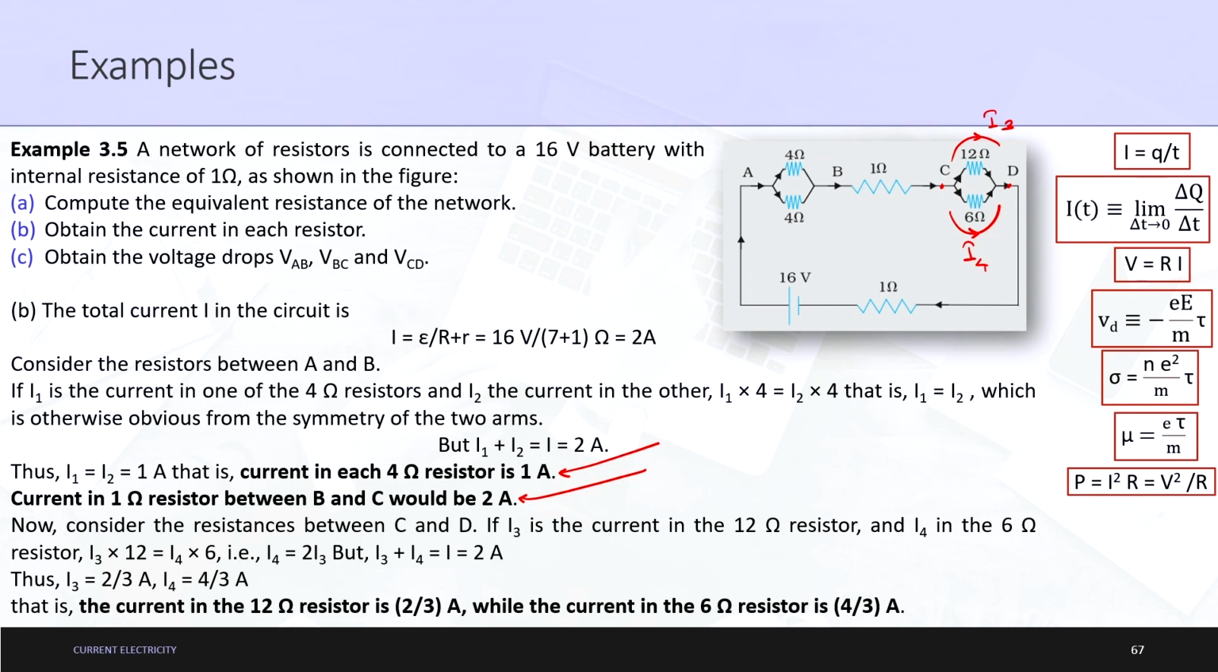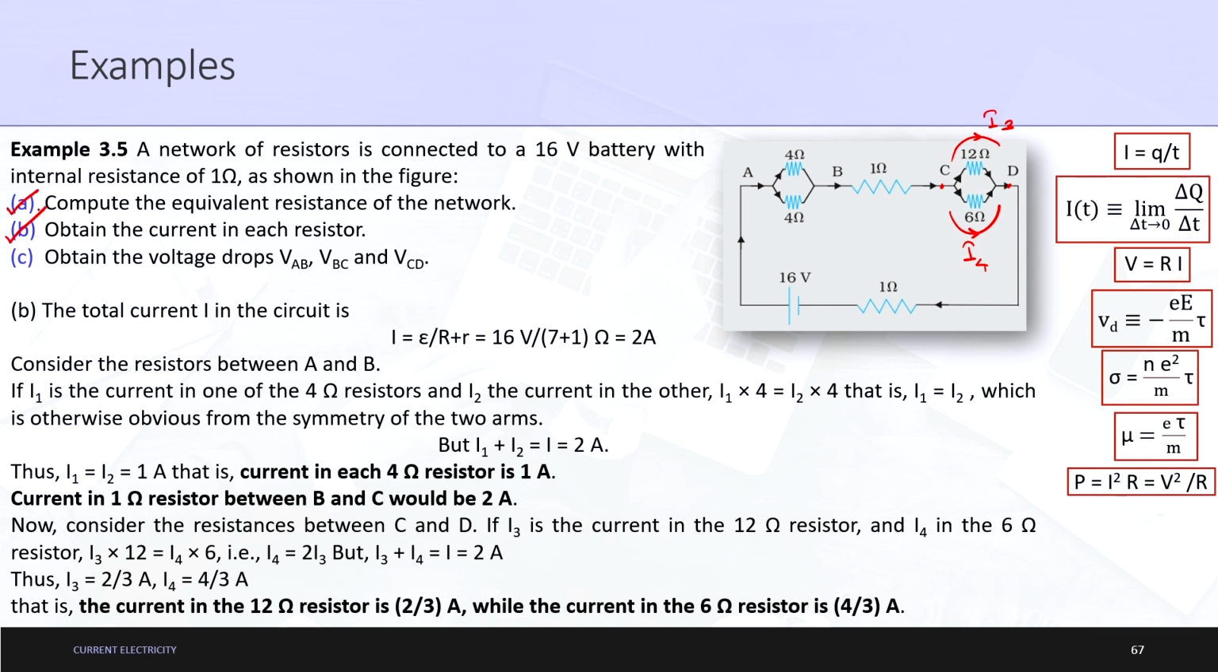So that is the final conclusion which we got from this complete concept for the B part. Thus, the current in the 12 ohm resistor is 2 by 3 amperes and the current in the 6 ohm resistor is 4 by 3 amperes. So that has also been explained here. A part is also done, B part is also done.